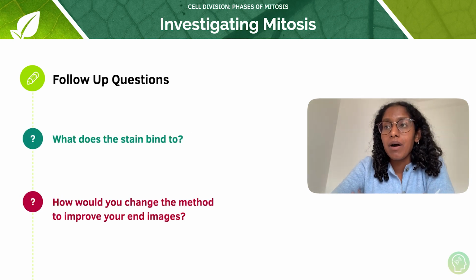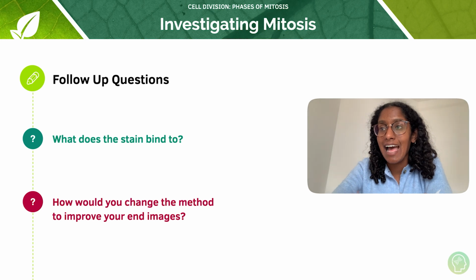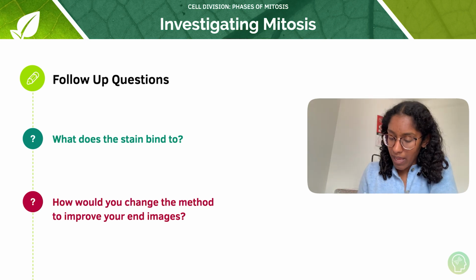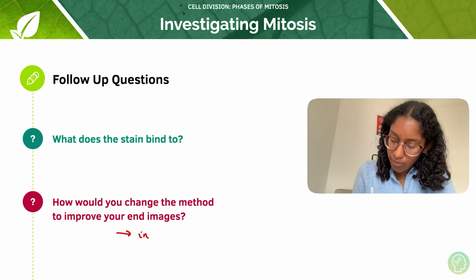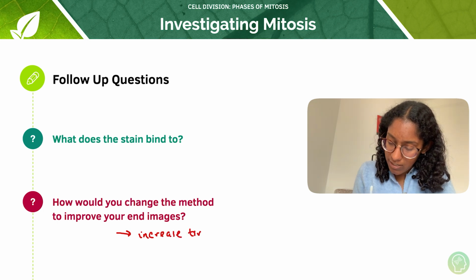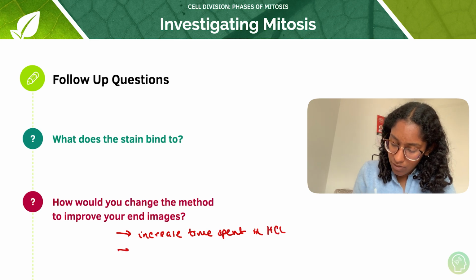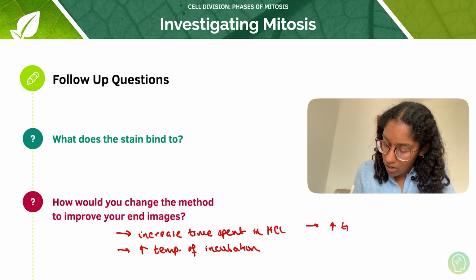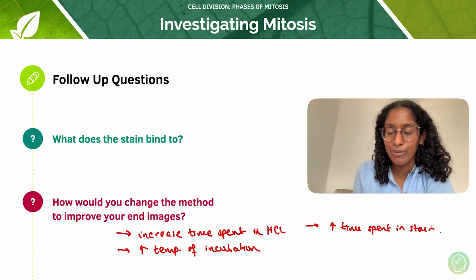Now, what does the stain bind to? So different stains can be used, but many bind to chromatin DNA. And then finally, how would you change the method to improve your end images? So you could do this in multiple ways. Just have a little brainstorm. So if I were to brainstorm, it would be increase the time spent putting those root tips into the hydrochloric acid, increase the temperature of the incubation, again to speed up that process, and then increase time spent in the stain because that's going to increase the visibility of our chromosomes in our sample.